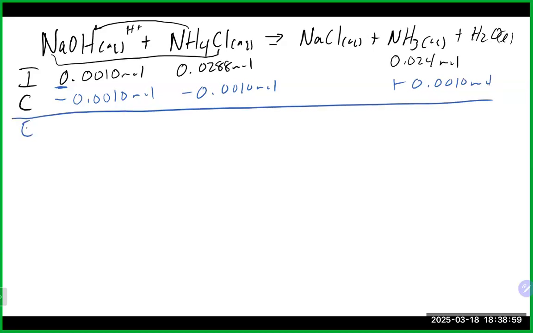And that's going to give me 0. We are going 0.0288 minus 0.001. Going to get us 0.0278 moles. And again, on the other side, we are adding, not subtracting that. So we're going to add that, which would get us 0.025 moles. First off, any questions on the table here?